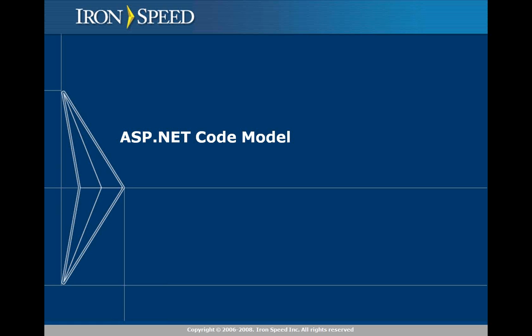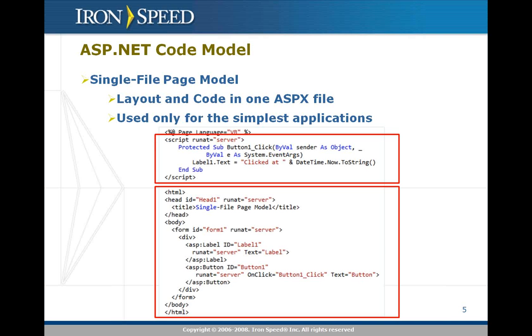So the first part of it is how exactly is the .NET code model structured? Let's dive down deep into the code and look at exactly what that looks like. When you're looking at .NET technologies, in many ways it's very similar to other technologies like Java and PHP and so on. The simplest model is something called a single file page model. It combines the layout, the look and feel, the HTML, with the code, with all of the events that you need to handle in order to do your work. And that gets combined into one ASPX file.